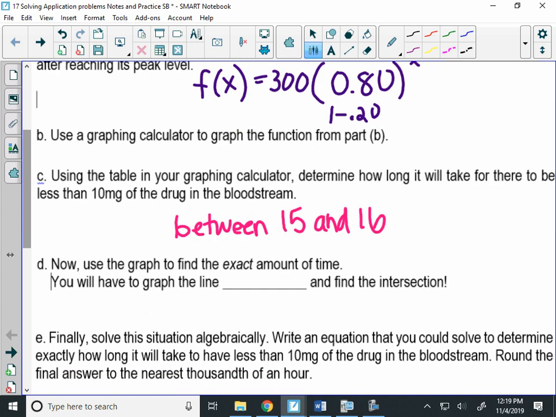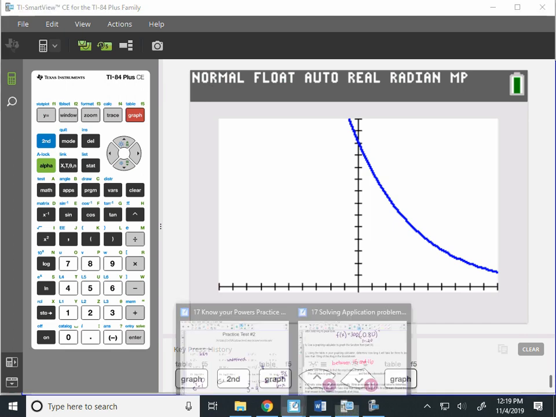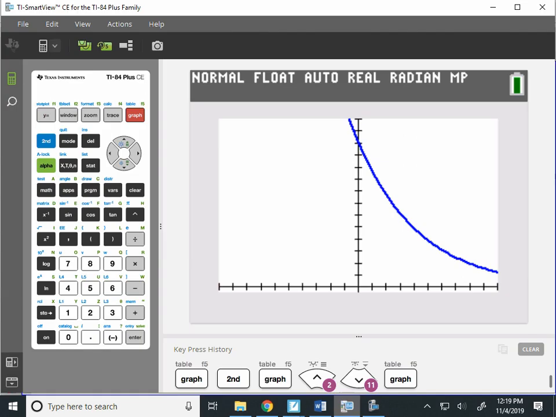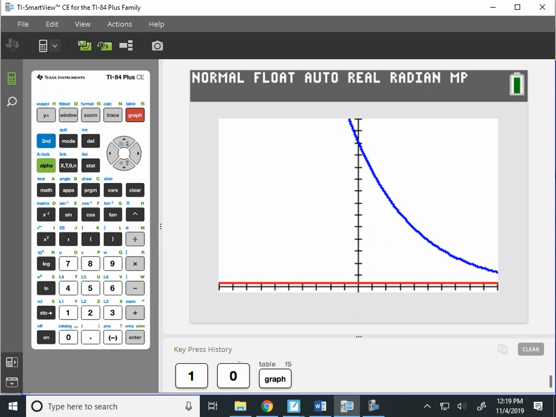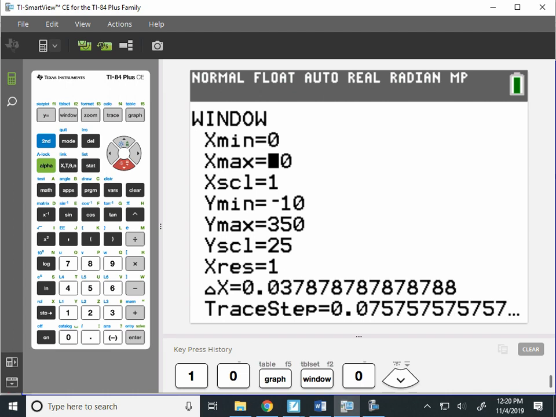So if I'm going to use the picture of my graph here to find that value, I need to graph one other line. And what other line do I need to graph on that grid? Y equals 10. So go ahead and let's type in y equals 10 to our y equals. Now we said that between what two x values were those going to cross that? 15 and 16. So I need to change my x scale so I can see 15 and 16 a little better. So let's go back to window. I'm going to start at 0 because we don't need the negatives, and I'm going to make my x max go up to 20. Just so that I can see a little better.